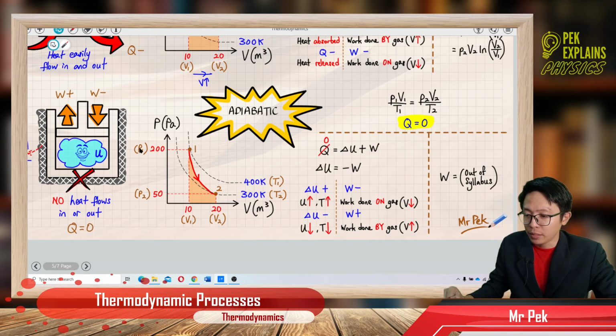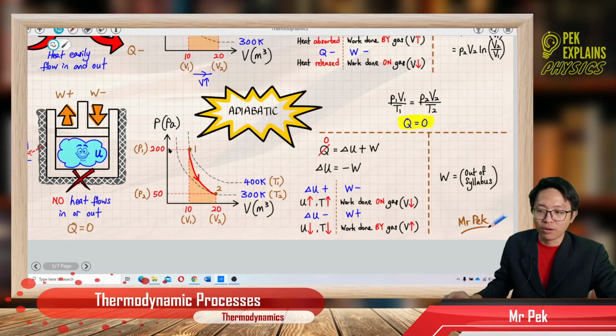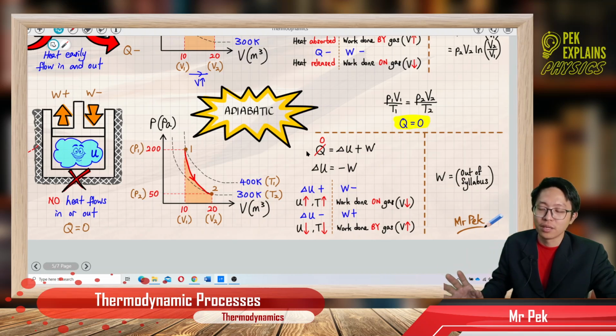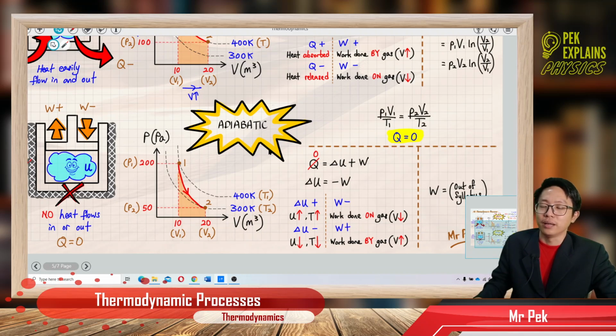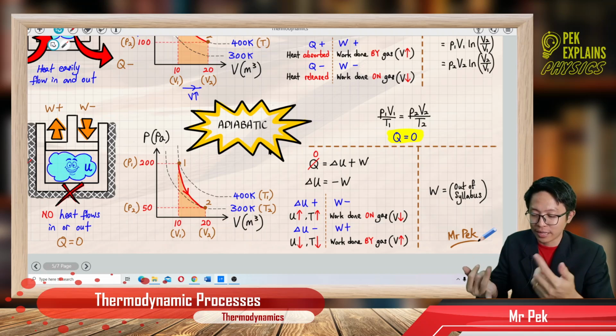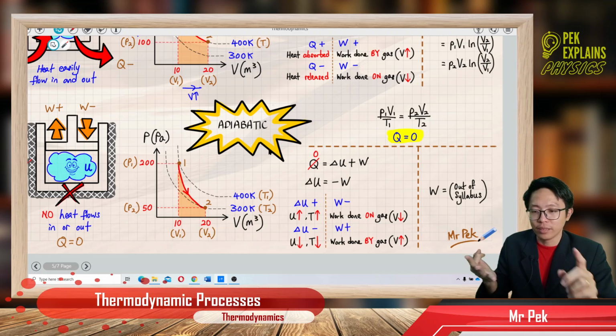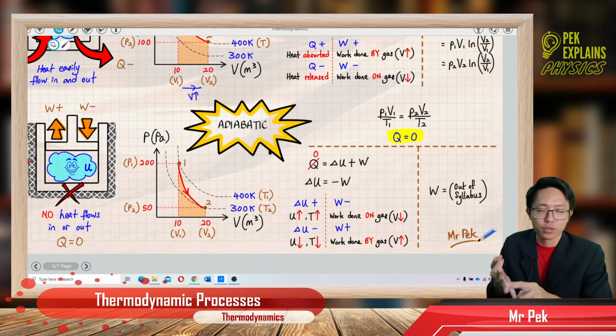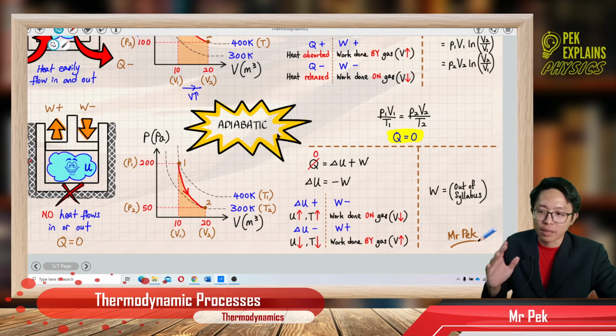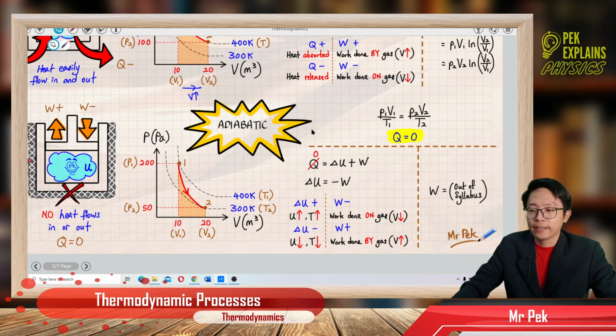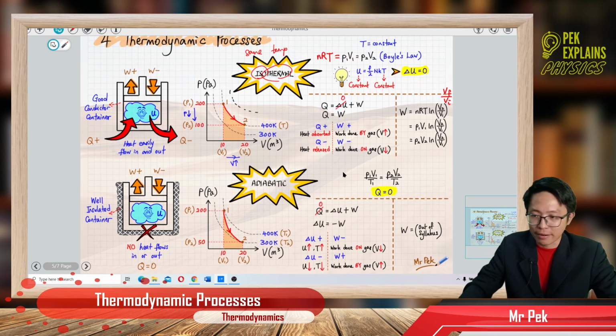You see? P1 is different from P2. V1 is different from V2. T1 is also different from T2. All three, pressure, volume, temperature, change for the adiabatic process. Before that, for isochoric, isobaric, and isothermal, they must have at least one constant, either pressure, volume, or temperature constant. But for adiabatic, none is constant. I'm doing a comparison.